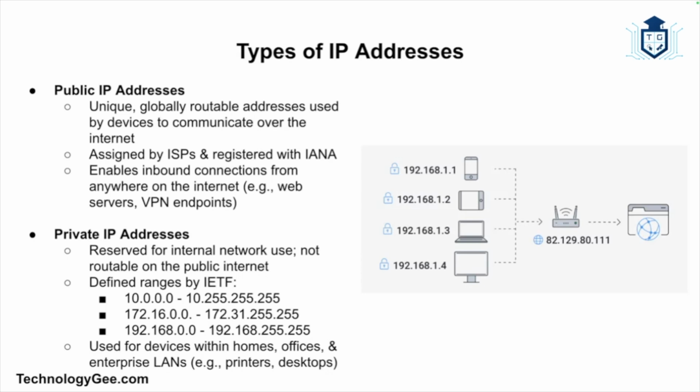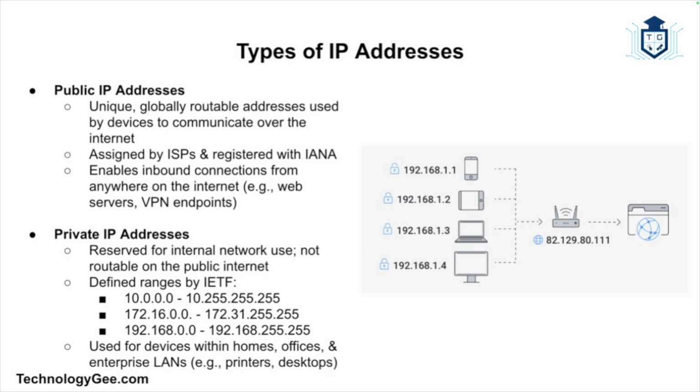The first is called a public IP address, and these are assigned to devices that connect to the internet. They are unique and globally routable, meaning they can be accessed from any device on the internet. And public IP addresses are assigned by ISPs, or internet service providers, and they are registered with the IANA, or the Internet Assigned Numbers Authority.